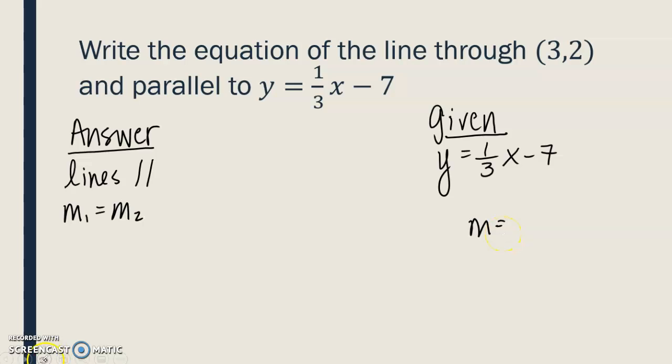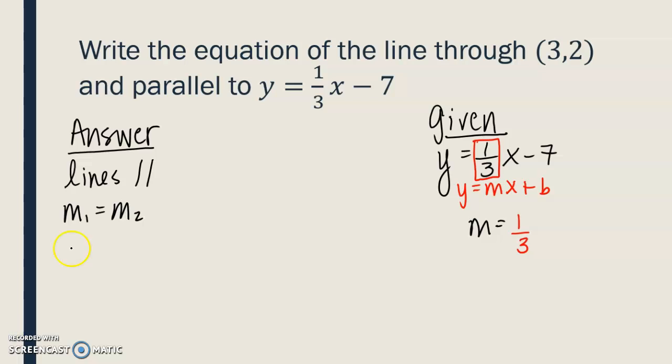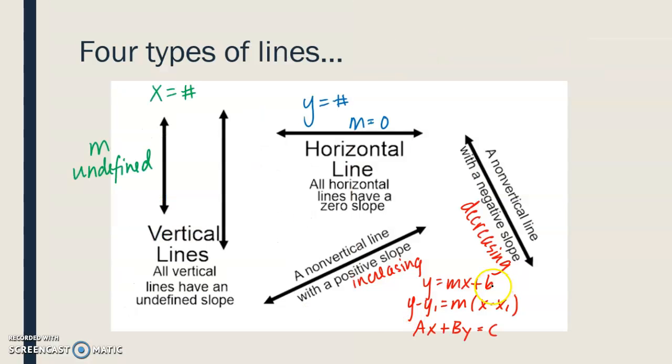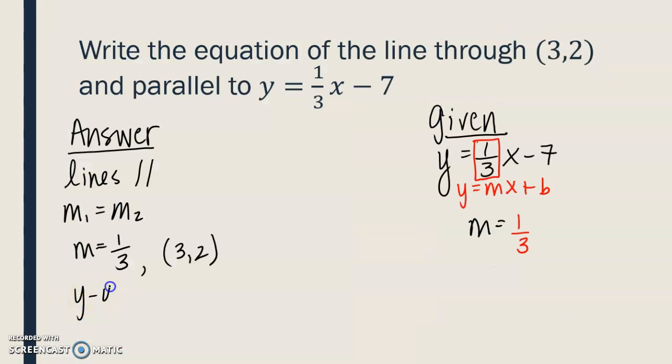Well, this is set up pretty nicely. It's in slope-intercept form. My slope is the coefficient of x, so my slope is 1/3. For the line that I want to write, I keep the slope the same because I'm told the lines are parallel. And furthermore, I know it goes through the point (3, 2). Let me remind you real quickly of our 3 ways we can write an equation of a line. I have a point and I have a slope, so I'm going to use the point-slope form of a line.